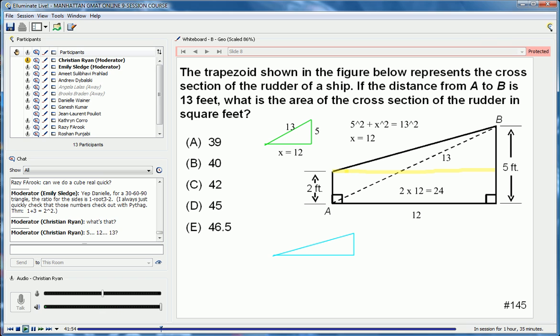What do y'all think? Smiley faces, confused faces? Okay, I'm seeing some smiley faces. I'm seeing some folks that might not have gotten it that way.